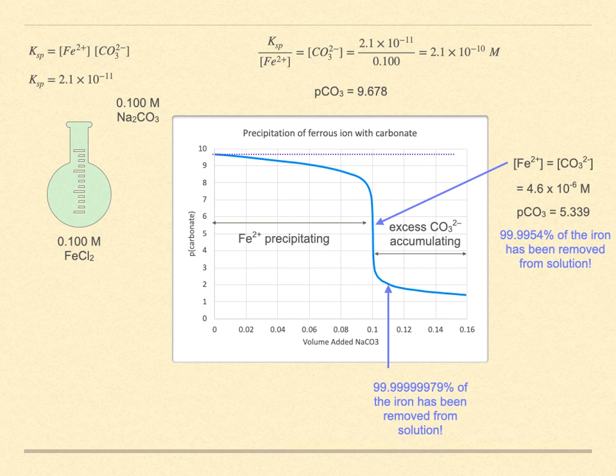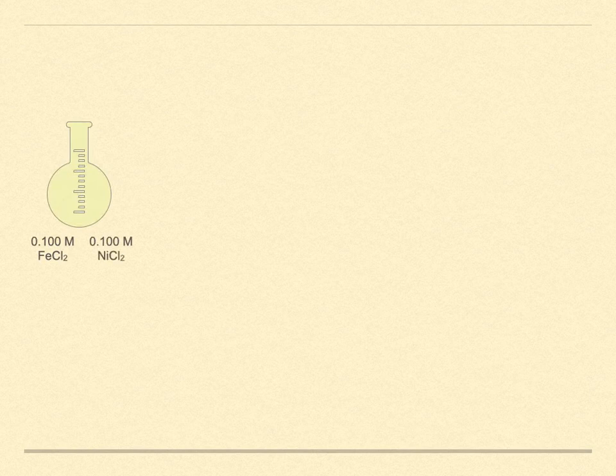So let's now return to the consideration of what happens when two precipitable ions are present together in the same solution. Imagine a solution that contains both nickel 2 plus and iron 2 plus ions, both at a concentration of 0.1 molar. These two ions are often found together in nature. How might we quantify the amount of both species that is present? How might we separate the one from the other?